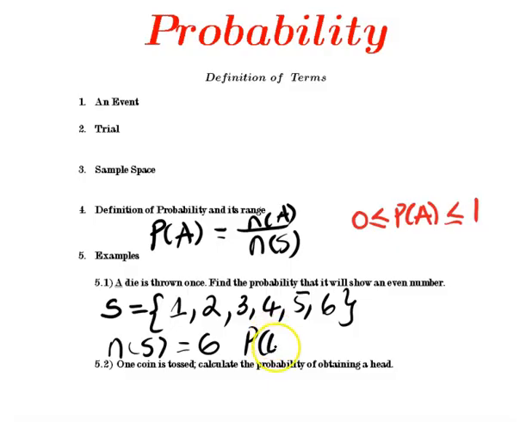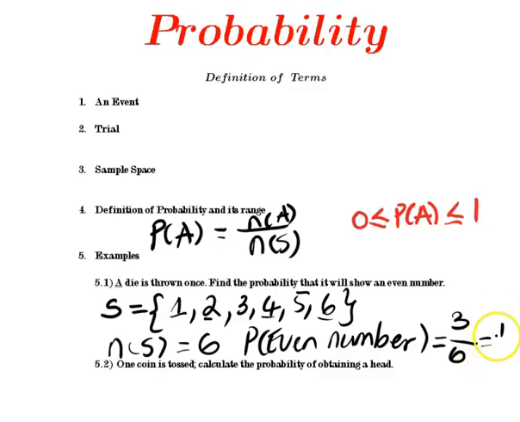Probability of obtaining an even number from this trial. How many even numbers are there? 1, 2, 3. So 3 over 6, which is a half.